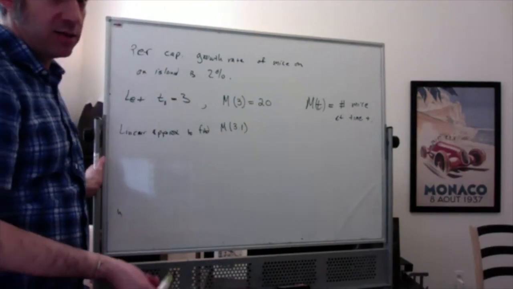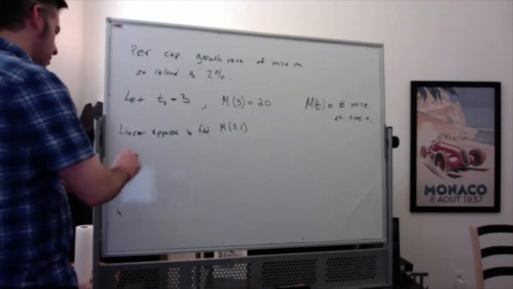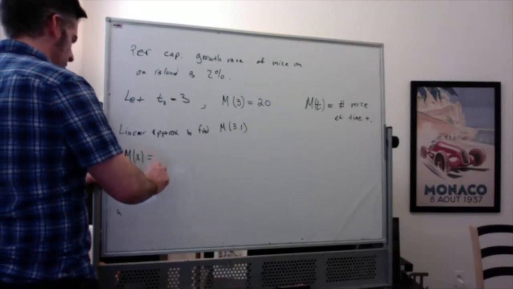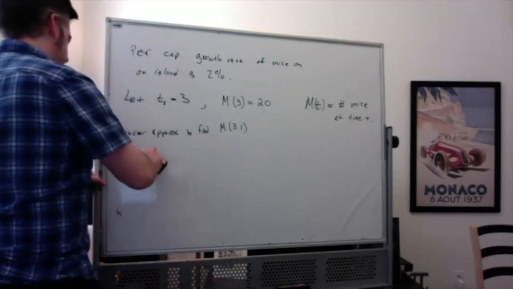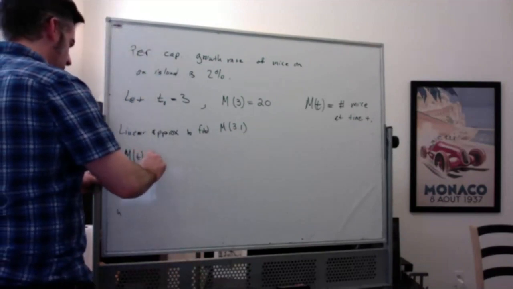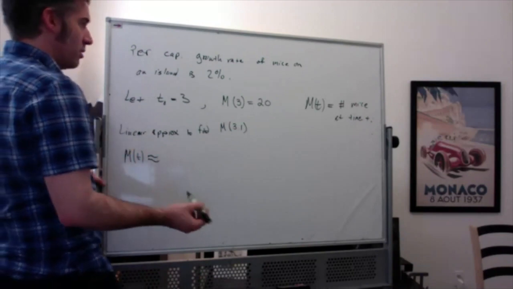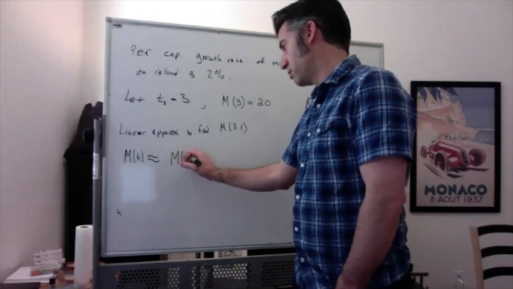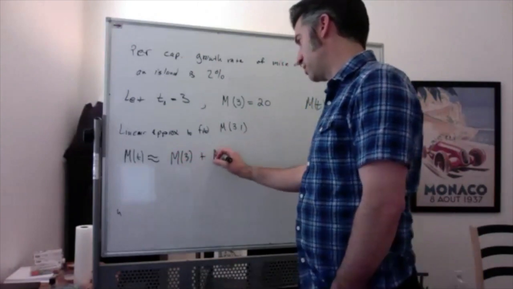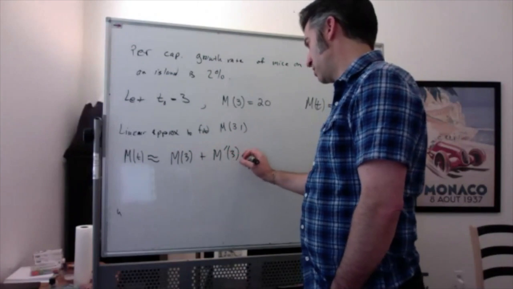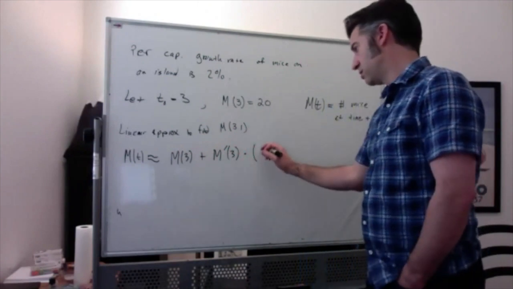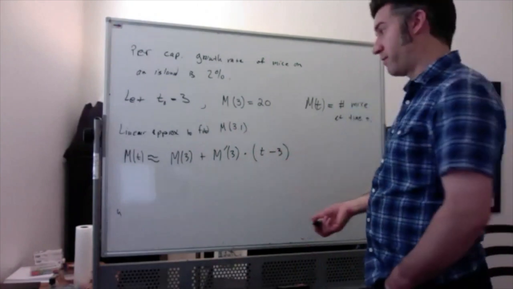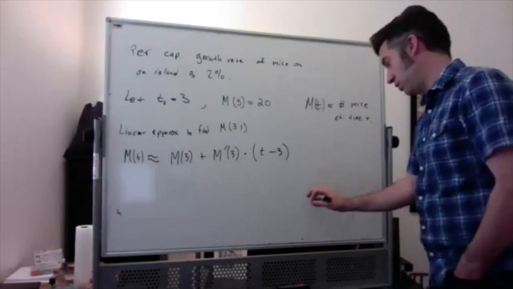Okay. So here's what I remember about linear approximations. The number of mice at time t is going to be approximately the number of mice at the time we're given plus the derivative times the difference. Or if you prefer the graphical interpretation here, right?